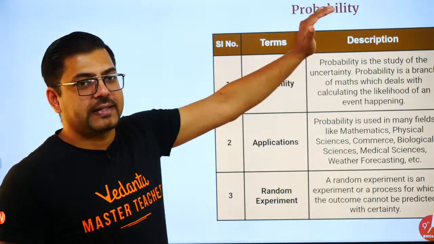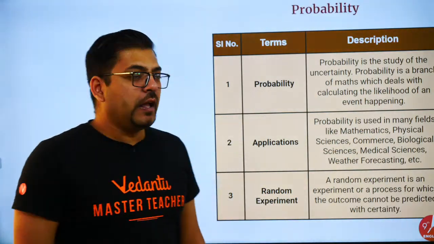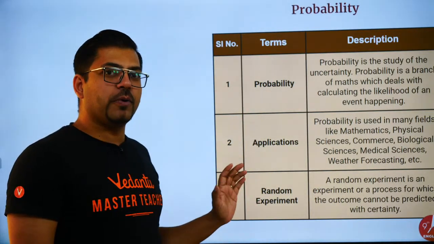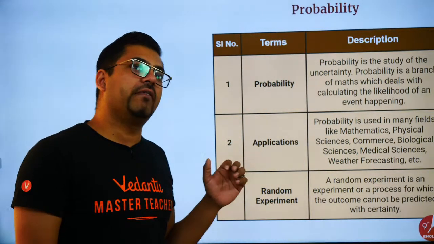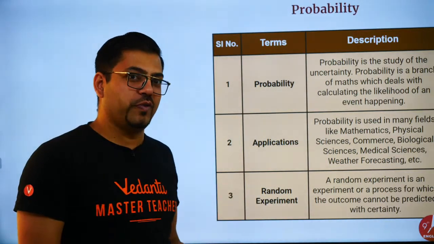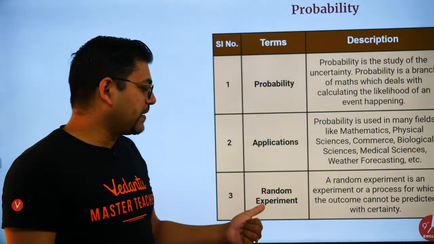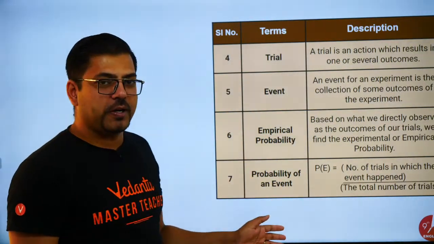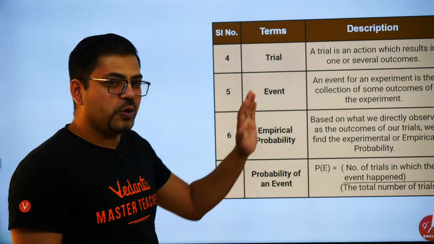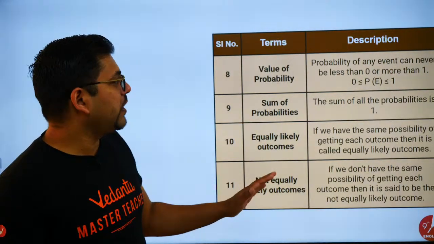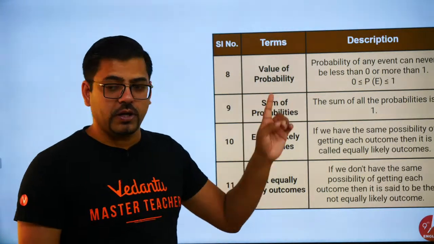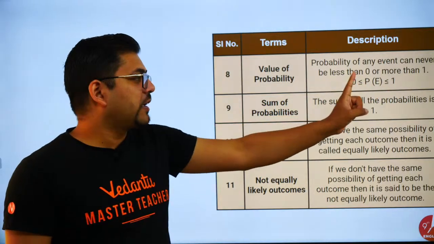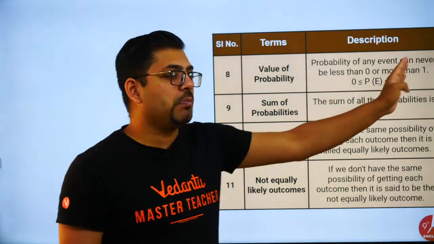Chalo, moving on, people. Here we go. Let's get into the probability part. In this probability, leaving the theory part, because this is never asked and it will never be asked, no matter how much COVID comes. So probability, applications, random experiment not required. Trial, event, empirical formula, probability of an event not required. So we don't need this theory. What we need is the value of a probability. This is important. Everyone please remember, probability of any event cannot be less than 0 and it cannot be more than 1.